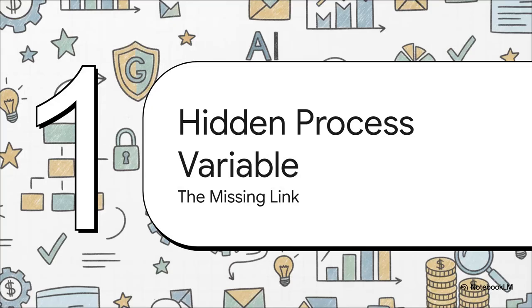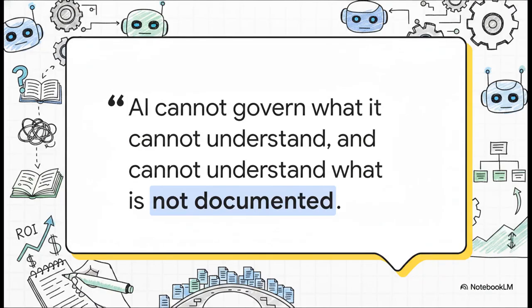Section 4. The hidden process variable. Now for the big reveal. There is a secret, missing variable that determines whether those formulas we just looked at result in a widened profit or an infinite, catastrophic loss. I want to pause for a second and just let this quote really sink in. AI cannot govern what it cannot understand, and it cannot understand what has not been documented. Wow. That right there is the core thesis of Integrated Process Excellence, or IPE.